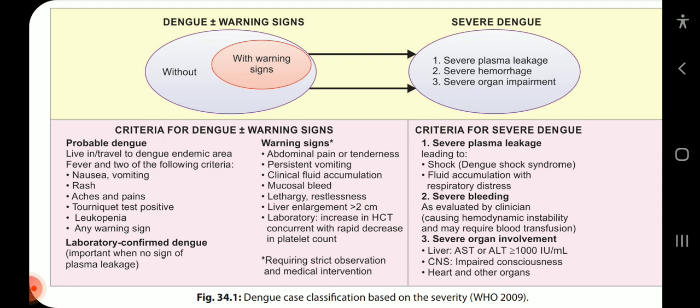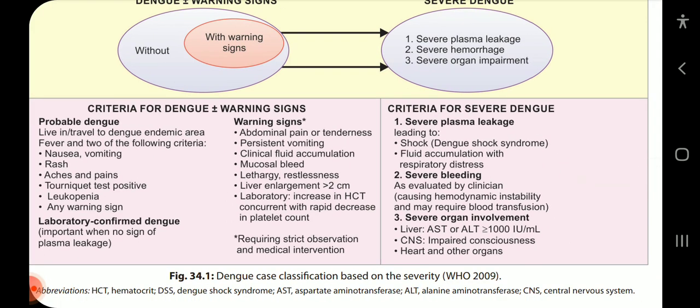Warning signs: abdominal pain or tenderness, persistent vomiting, clinical fluid accumulation, mucosal bleed, lethargy, restlessness, liver enlargement by more than 2 centimeters, laboratory increase in the HCT concurrent with rapid decrease in platelet count. This requires strict observation and medical intervention. Criteria for severe dengue: severe plasma leakage leading to shock, dengue shock syndrome, fluid accumulation with respiratory distress, severe bleeding as evaluated by the clinician causing hemodynamic instability that may require blood transfusion. Severe organ involvement: liver, AST or ALT more than 1000 international units per ml, CNS, impaired consciousness, heart and other organs.